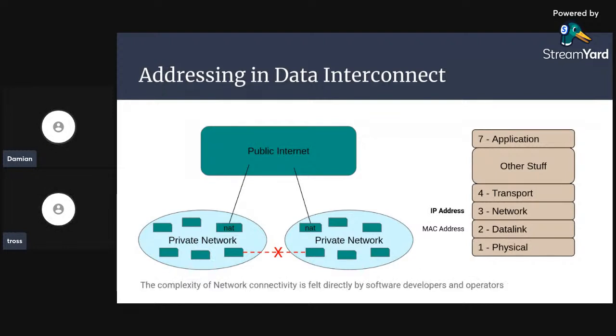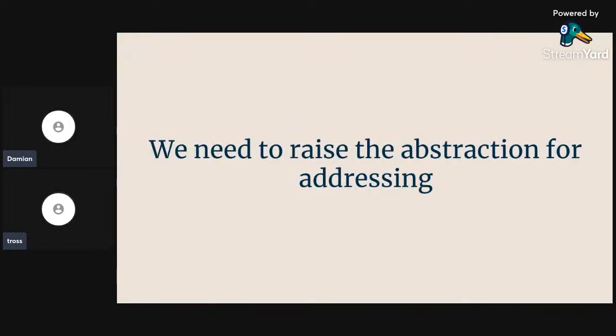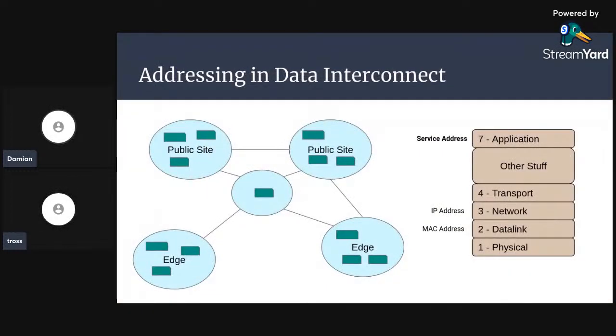We want to do client server, and we need to raise the abstraction for addressing it again like we did before. So this is what I'm talking about today. If you have another picture of a network where I've now introduced a new type of address, I'm going to call it the service address. It sits at layer 7. You can call this the application address. You can call it lots of different things. I'll call it service address today.